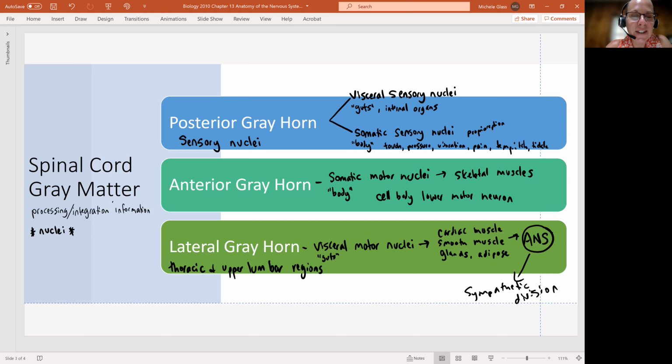Okay, let's stop here with this video and pick up by looking at the white matter of the spinal cord in the next one. So stay tuned.